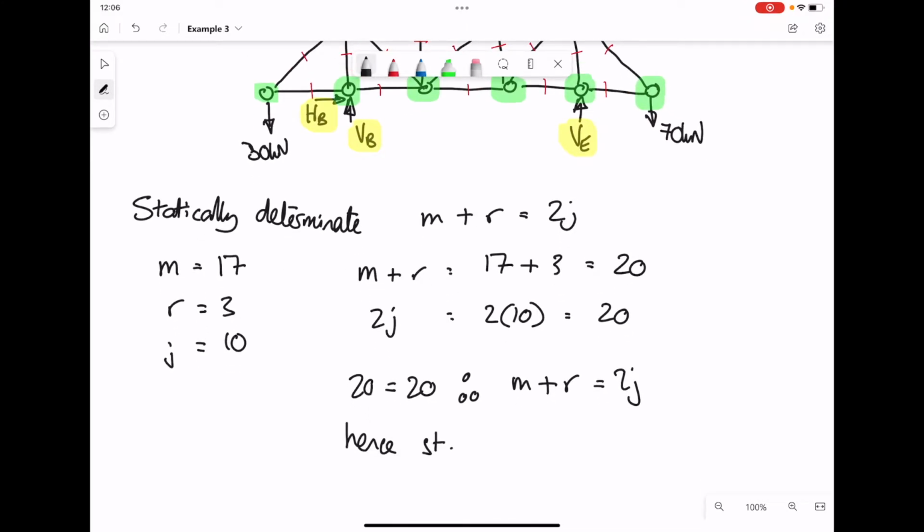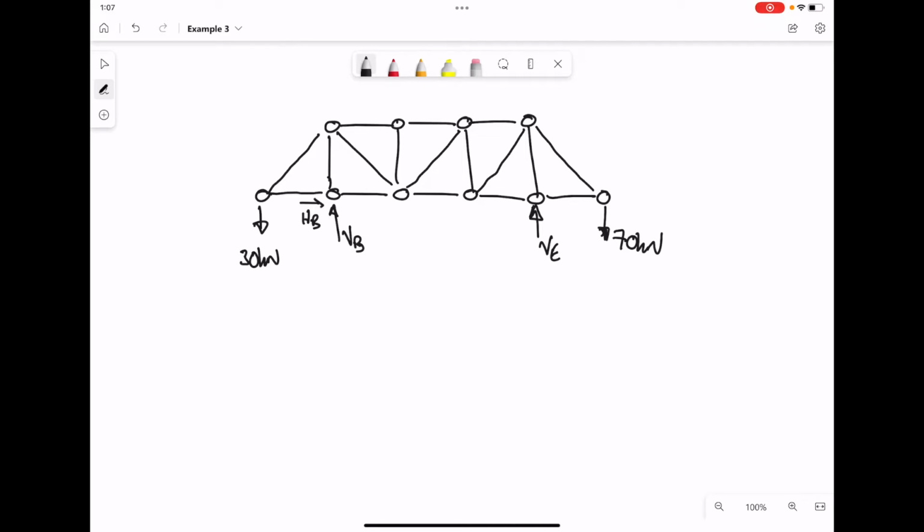Hence, the structure is statically determinate, and we can use the resolution of joints method to solve for the member forces. Now we're going to calculate the reaction forces. These are going to be HB, VB, and VE.